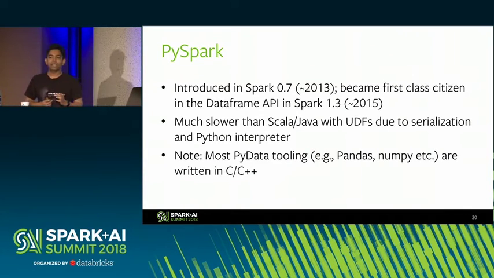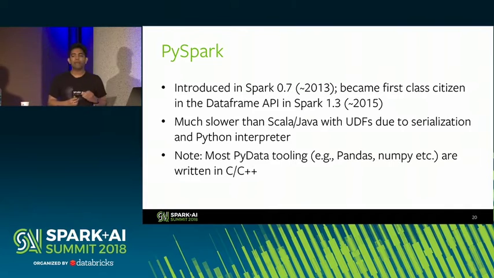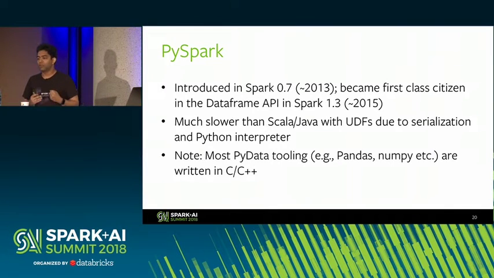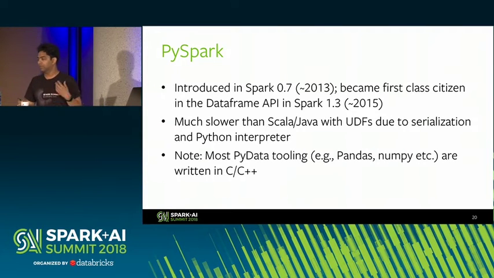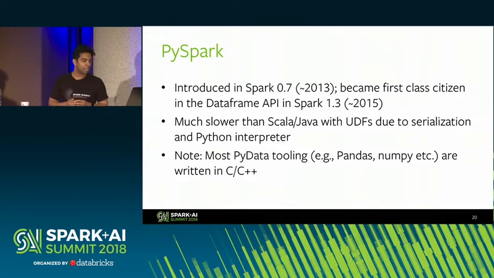Now, one interesting side note here is that most of the PyData tooling that we have, so when we talk about NumPy, Pandas, and things like this, is actually just written in C and C++. So there are Python wrappers around them, but essentially the code that's actually computing the logic is just written in C and C++, which means that inherently, there is no fundamental reason for them to be slower than their Scala or Java counterparts.